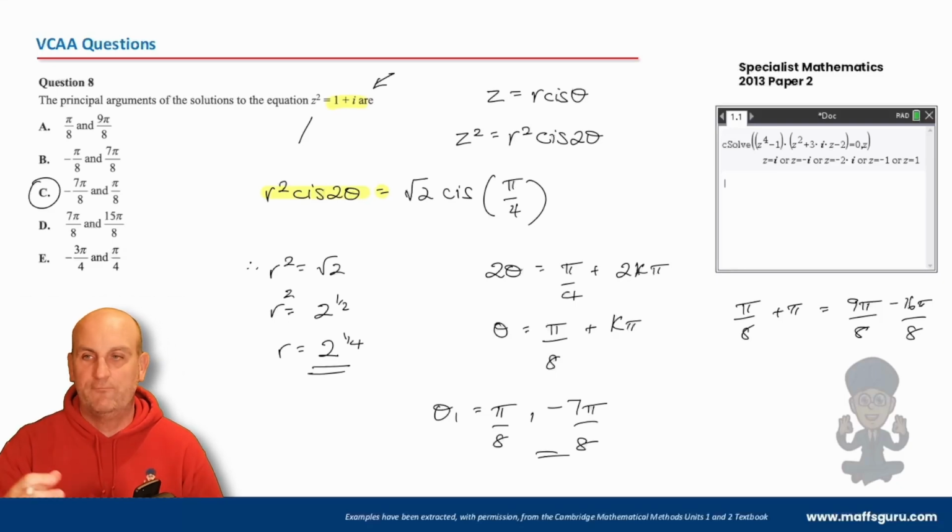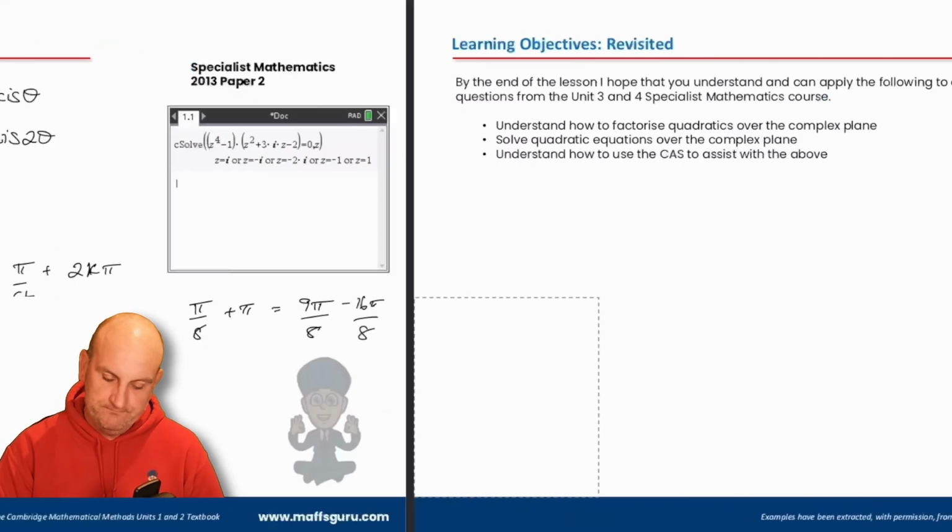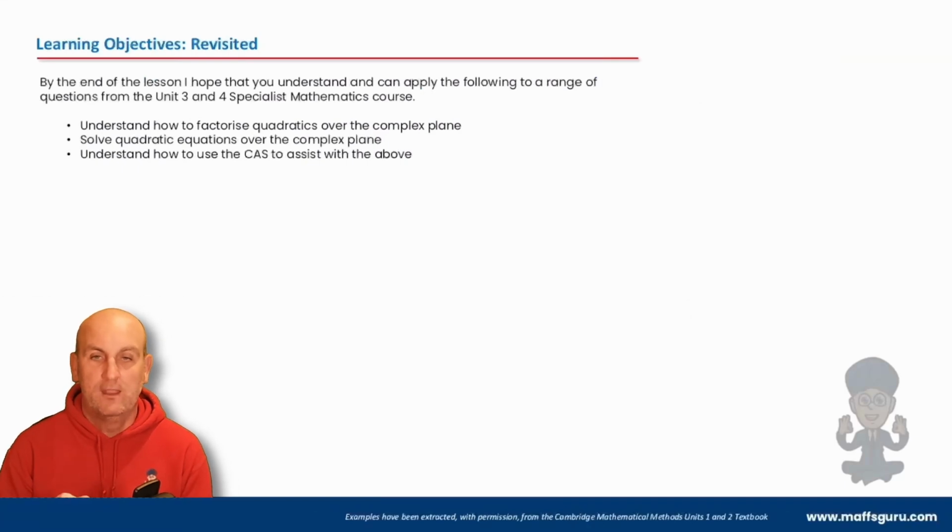Now again, that's a little before where we needed it to be, but it seems to work, and I'm done. Right. Did we understand how to factorize quadratics over the complex plane? Yeah, pretty much what we did before, but using the idea of dots, or the sort of theory we'd used before. Solve quadratic equations over complex? Yep. Understand how to use the CAS? Yes. And we've done some VCAA questions as well.